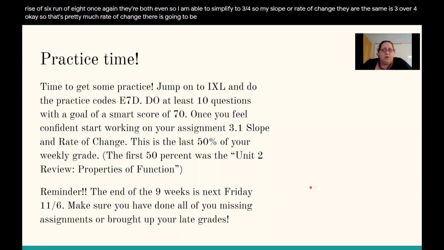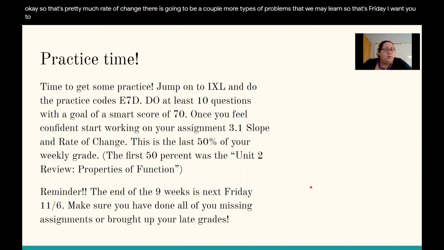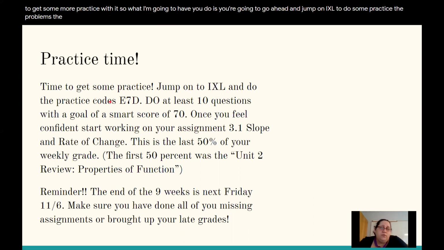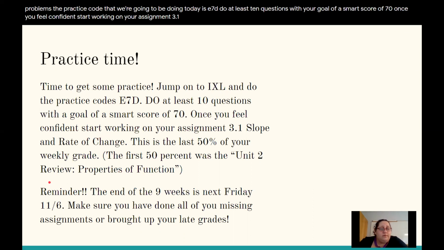There is going to be a couple more types of problems that we may learn. So that's Friday. I want you to get some more practice with it. So what I'm going to have you do is go ahead and jump on iExcel to do some practice problems. The practice code that we're going to be doing today is E7D. Do at least 10 questions with your goal of a SMART score of 70. Once you feel confident, start working on your assignment 3.1 slope and rate of change.